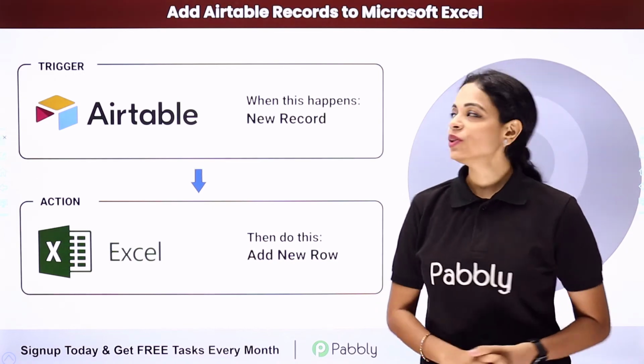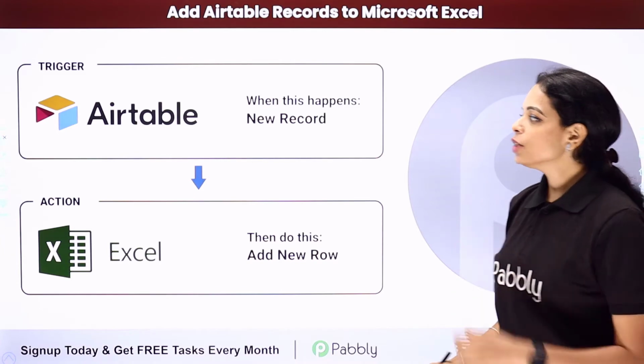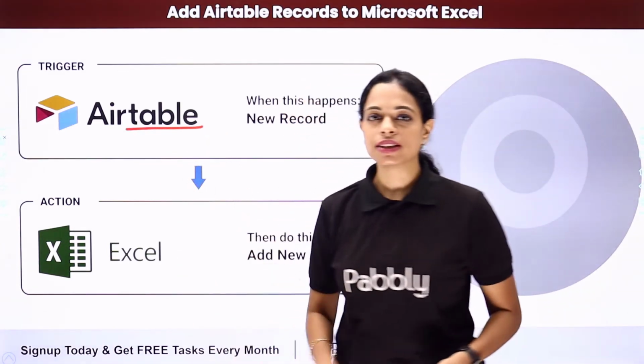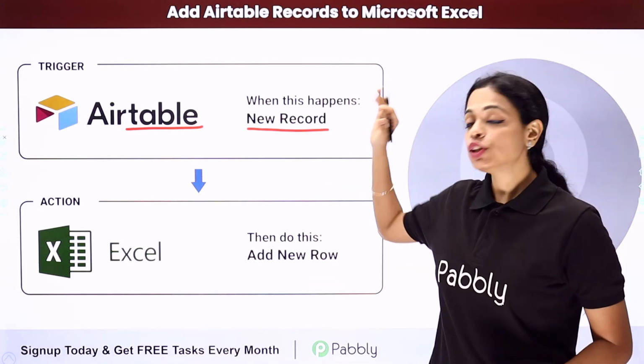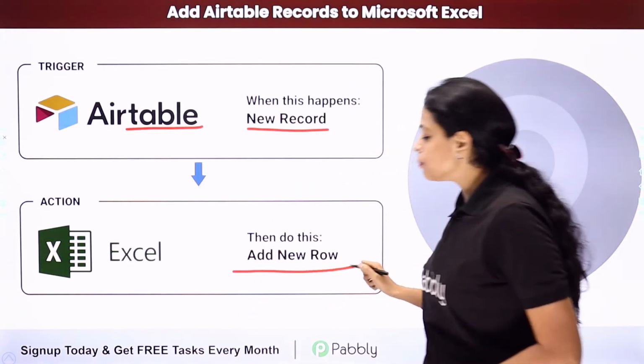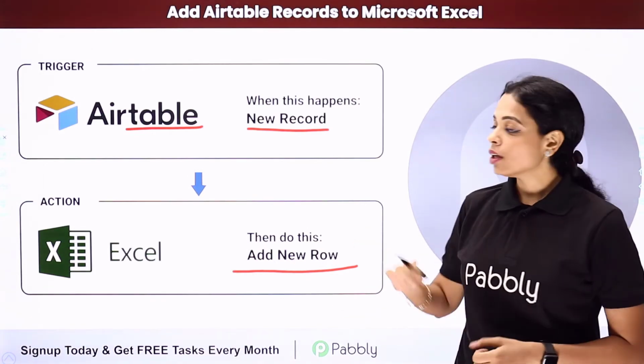In this video, we are going to see how to add Airtable records to Microsoft Excel. So let's say you are using Airtable as a spreadsheet and you want that every time there is a new record, this record should be shared with your Microsoft Excel spreadsheet, basically added as a new row there. Now, how can you do this?